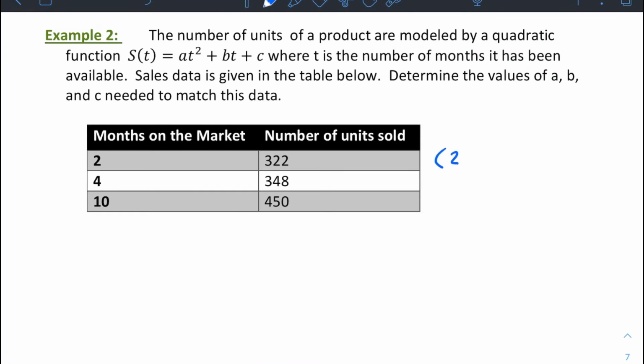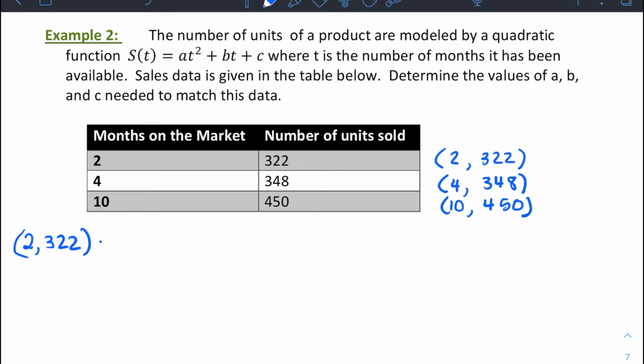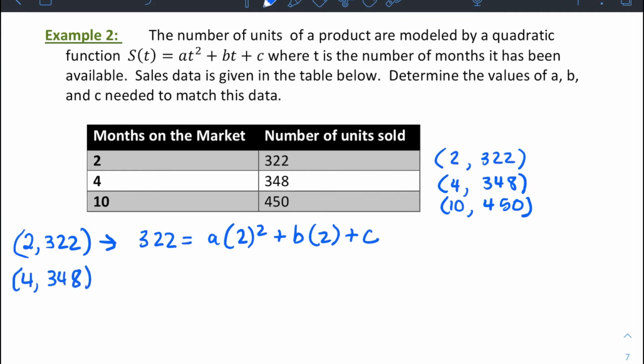So this one's pretty similar, except you've got your data in a table of values instead of a set of points, but I can turn these into a set of points with my input months on my market and my output, my number of units sold. And then if we're modeling this using a quadratic, we can, like we did before, use those 3 points as our input and output values to get a system of 3 equations.